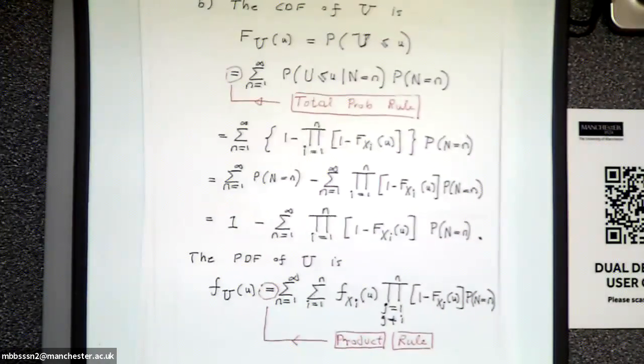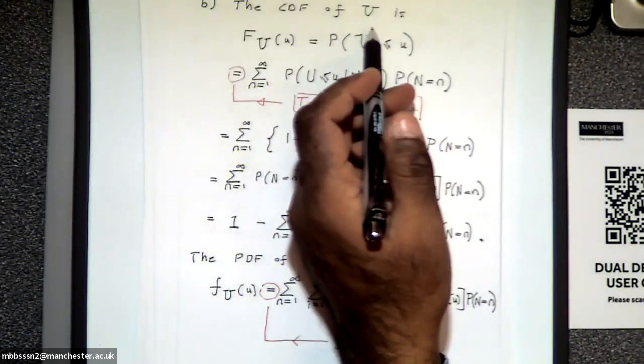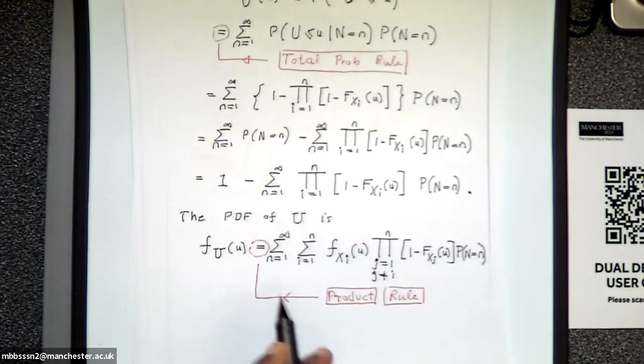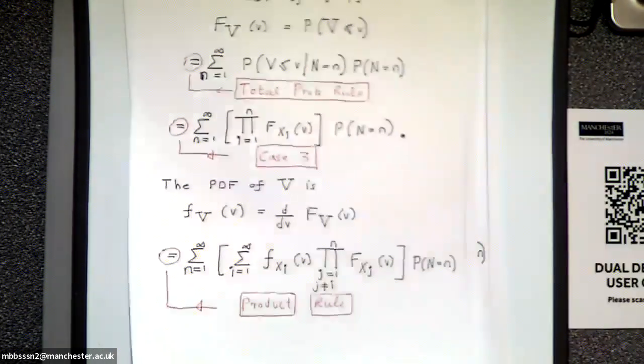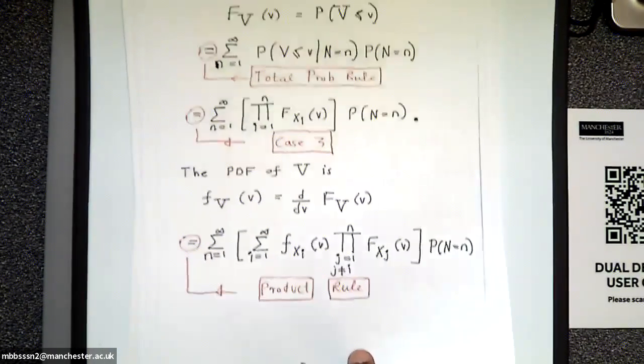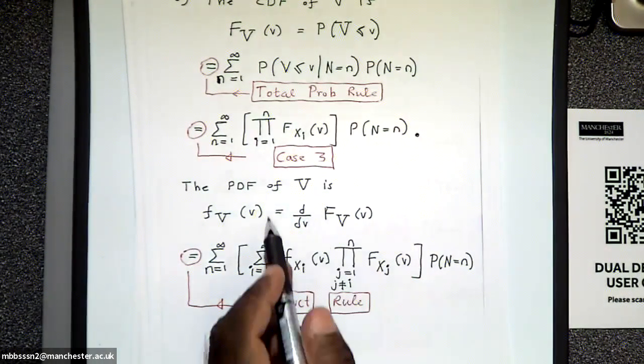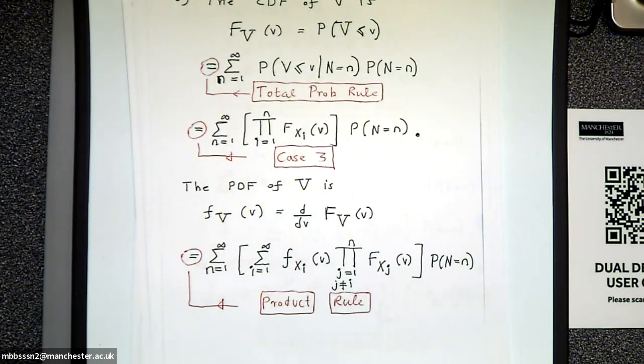And this is the CDF of U, which is the minimum portfolio loss, given by this. And this is the PDF of U given by this. And finally, this is the CDF of V, the maximum portfolio loss, given by this formula. And this is the PDF given by this formula. All right, guys, so that completes the 4 cases.